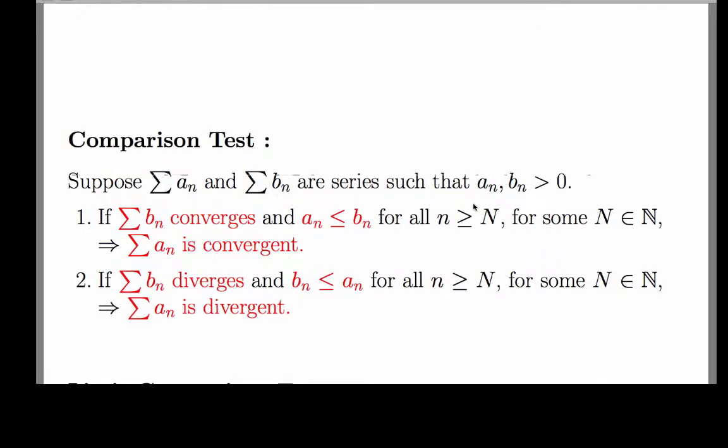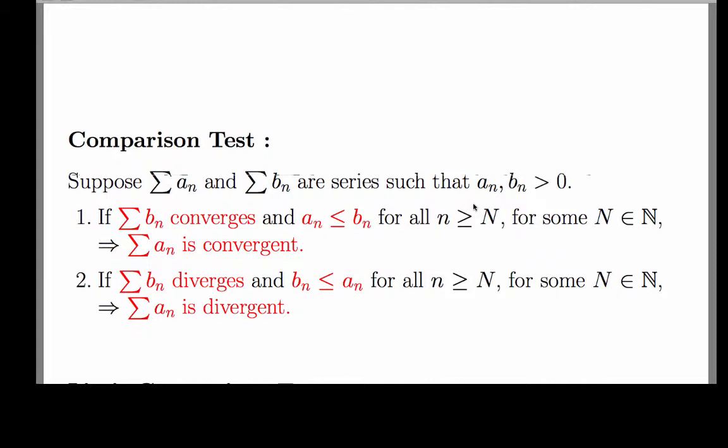Suppose you have two series, a sub n and b sub n, where the terms of the series are positive. The first part of the theorem says that if you have a known series that converges, so the sum of b sub n converges, and the terms a sub n are less than or equal to b sub n after some point, then the series a sub n is convergent. So basically, if we have a bigger series that converges, then our smaller series will converge.